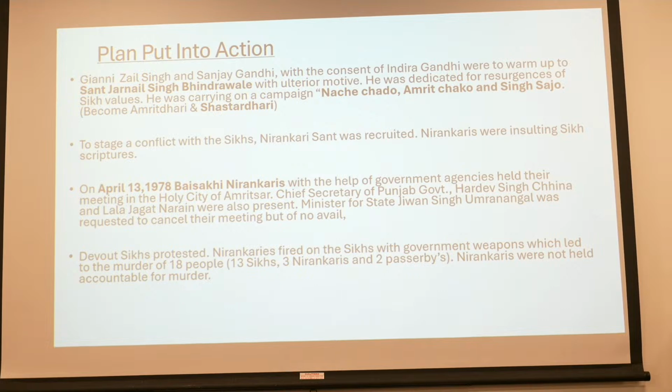So that set up a bad environment in Punjab, and these Nirankaris were never punished. Their cases were transferred out of Punjab. Nobody ever saw them to be responsible for their criminal behavior.